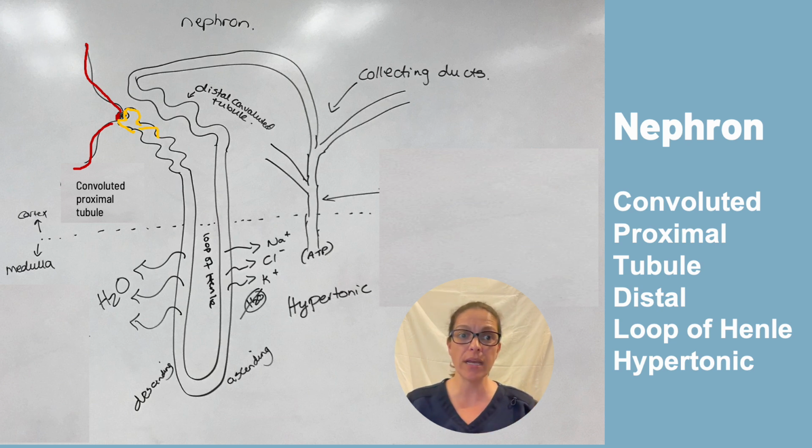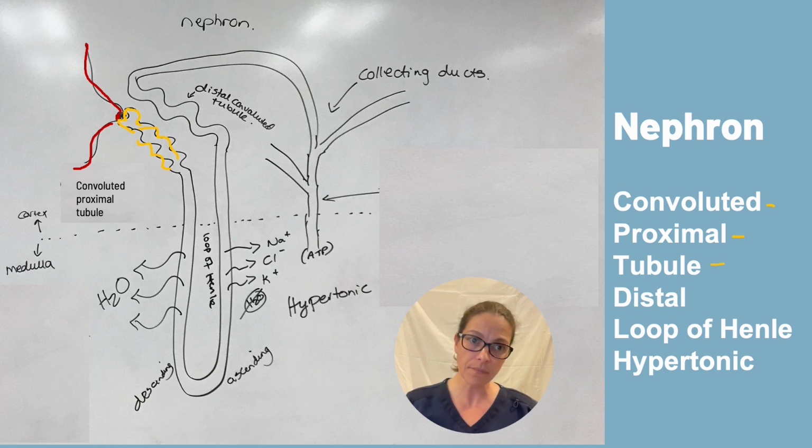Now, here is the wiggly first section of the tube, and it is called the convoluted proximal tubule. Let me explain these words. Convoluted means twisty-turny. Proximal means near the start. And tubule means thin tube. Pretty cool.